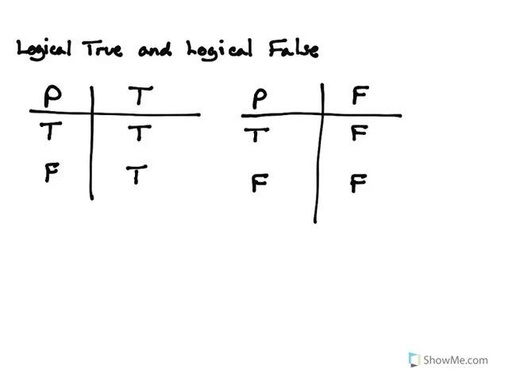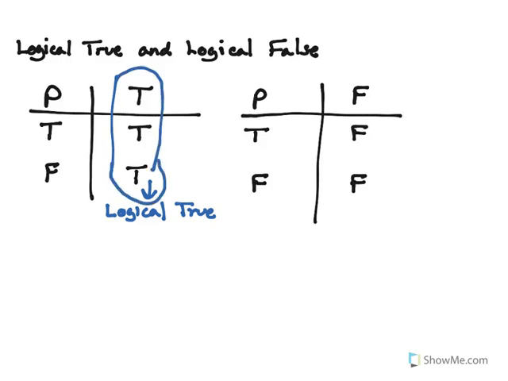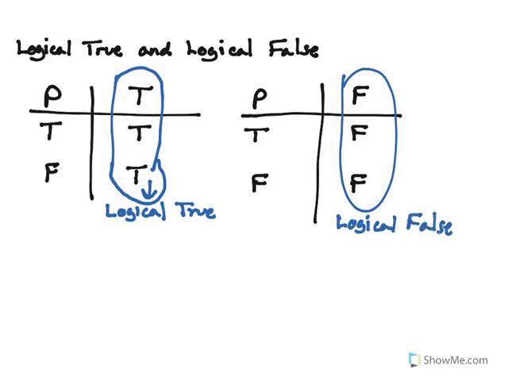So let me go ahead and write that down. This is the logically true one. Logical true, that's what it's technically called. Logical, not logically. Logical true. And that's this column right here. And then this is logical false. So those are your two possibilities right there.